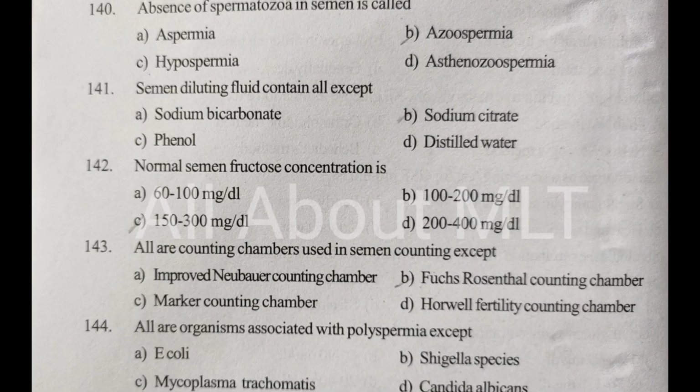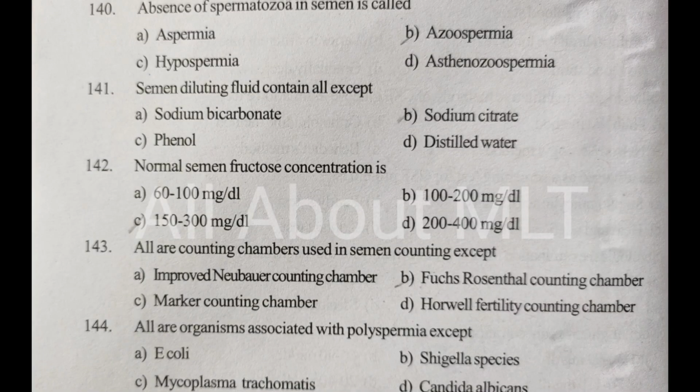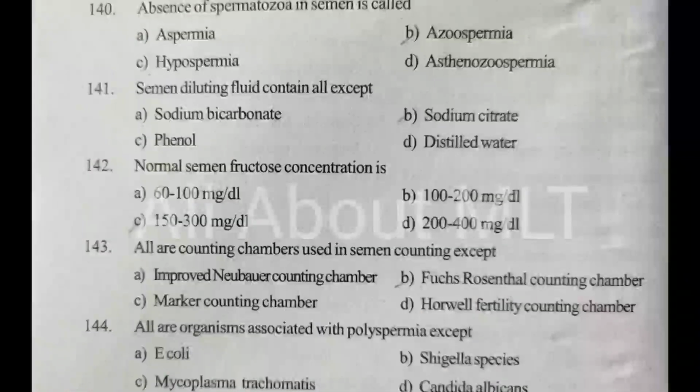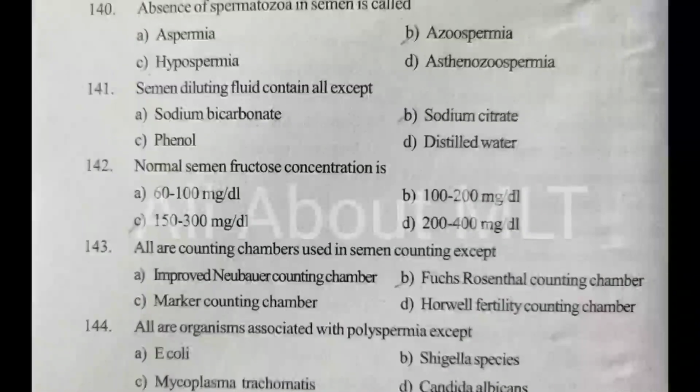All are counting chambers used in semen counting except: option A, improved Neubauer counting chamber; option B, Fuchs-Rosenthal counting chamber; option C, Makler counting chamber; option D, Horwell fertility counting chamber. And the answer is option B, Fuchs-Rosenthal counting chamber. All are organisms associated with pyospermia except: option A, E. coli; option B, Shigella species; option C, Chlamydia trachomatis; option D, Candida albicans. And the answer is option B, Shigella species.